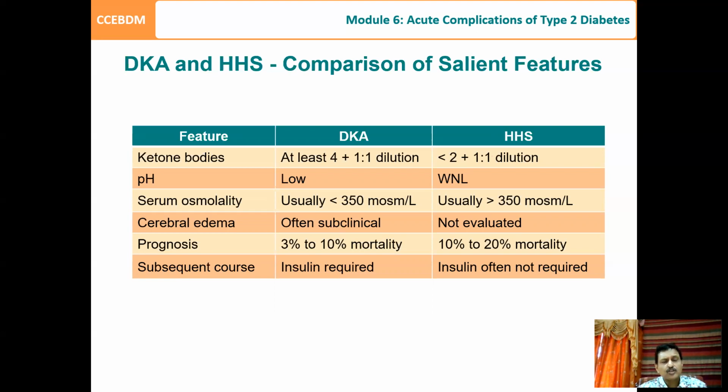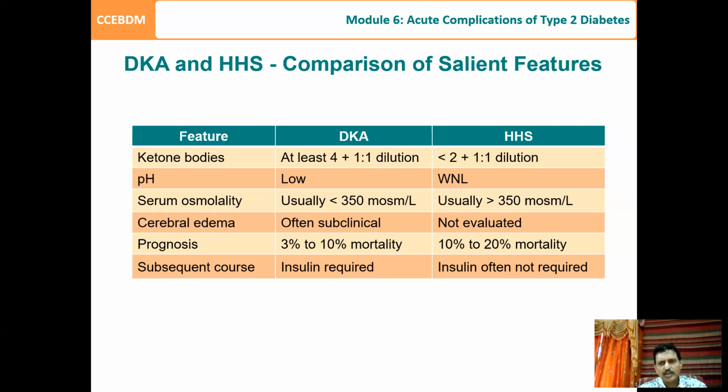pH in DKA should be less than 7.3. In HHS, it should always be more than 7.3. There may be some reduction of pH, but it should not go below 7.3. Osmolarity in HHS is always very high, at least more than 320, if not more than 350. Cerebral edema can be present in DKA.